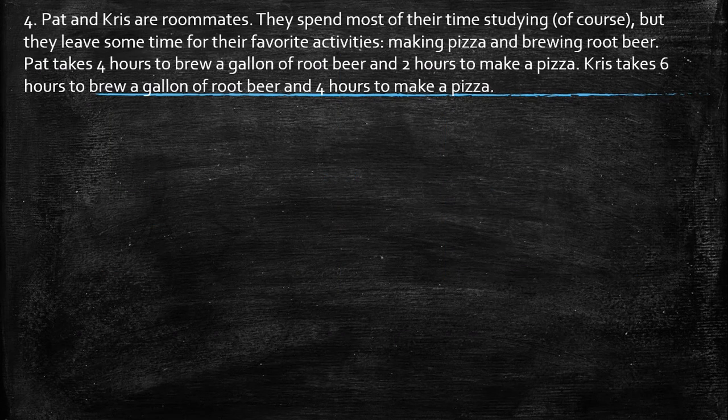The next part says: Pat and Kris are roommates. They spend most of their time studying, of course, but they leave some time for their favorite activities, making pizza and brewing root beer. Pat takes 4 hours to brew a gallon of root beer and 2 hours to make a pizza. Kris takes 6 hours to brew a gallon of root beer and 4 hours to make a pizza.